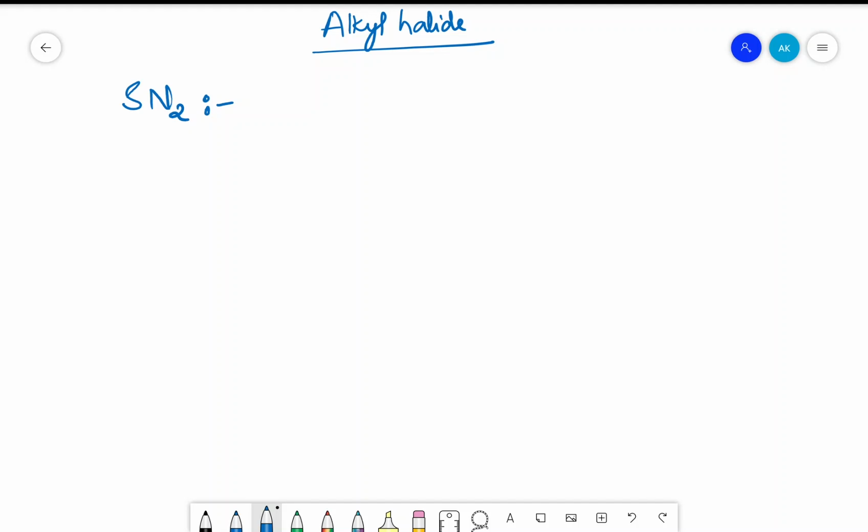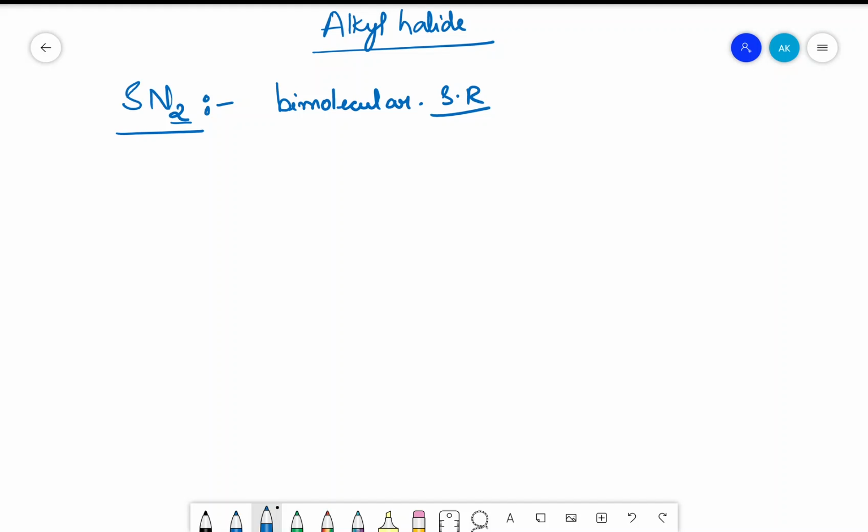SN2 type of substitution reaction. In this topic, S stands for substitution, N stands for nucleophilic, and the 2 which we have written here suggests that it follows second order kinetics, or it is a bimolecular substitution reaction.